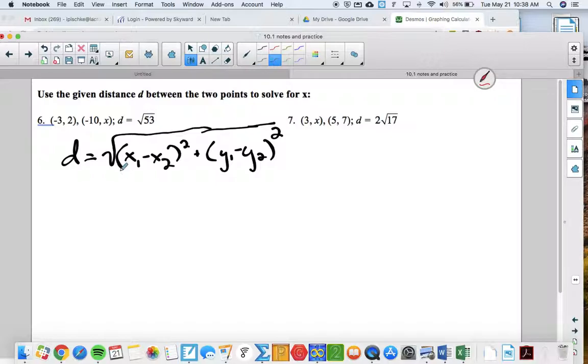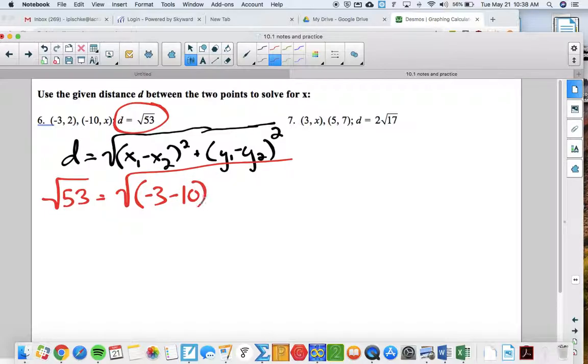So now we substitute what we know. We know that the distance is the square root of 53, so I'm going to put the square root of 53 right here. And then we have -3 minus 10 squared plus 2 minus x. You know what? Shoot, I'm going to switch this.